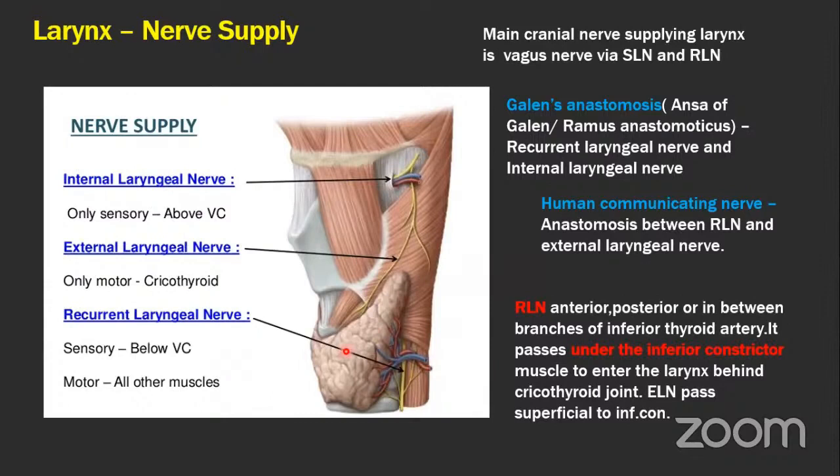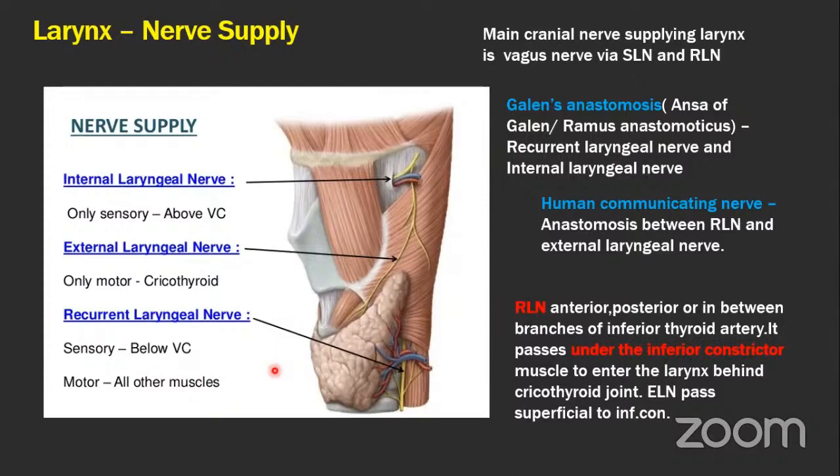Coming to the nerve supply, there are mainly two nerves: the superior laryngeal nerve and the recurrent laryngeal nerve. Superior laryngeal nerve again divides into an internal laryngeal nerve and an external laryngeal nerve. Okay. Internal laryngeal nerve goes inside the larynx, and external laryngeal nerve is coming down, and the recurrent laryngeal nerve. So below the level of vocal cord, sensory as well as motor supply is by the recurrent laryngeal nerve.